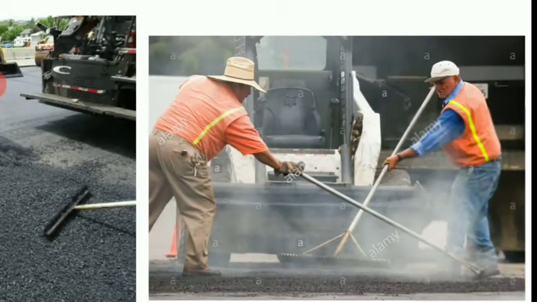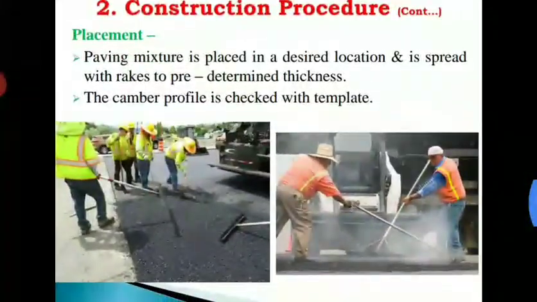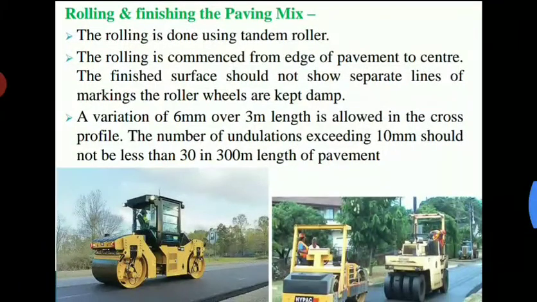You can see here how they spread those bituminous mixes on the prime coat or tack coat. And after placement the rolling has to be done. Here rolling is done using a tandem roller. The tandem roller is used for the compaction part where we need a high degree of compaction. Here rolling is commenced from the edges of the pavement.